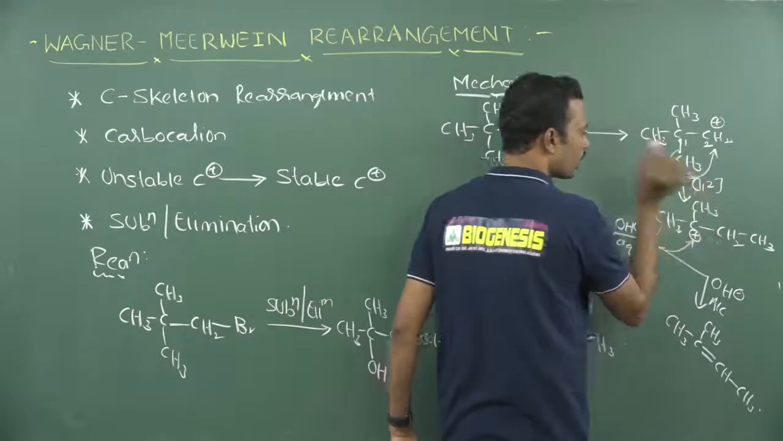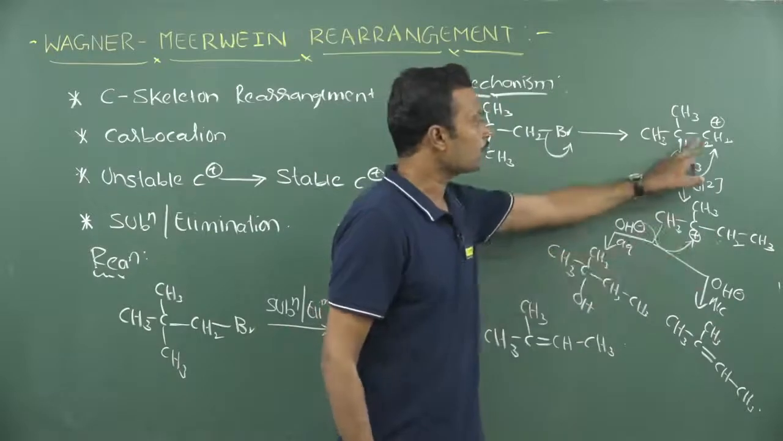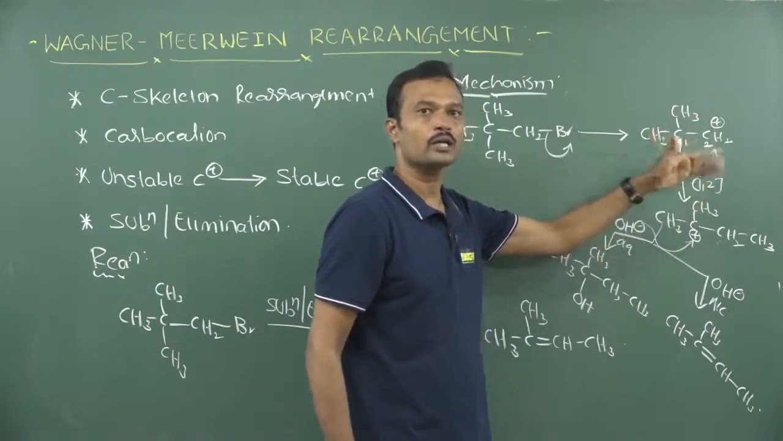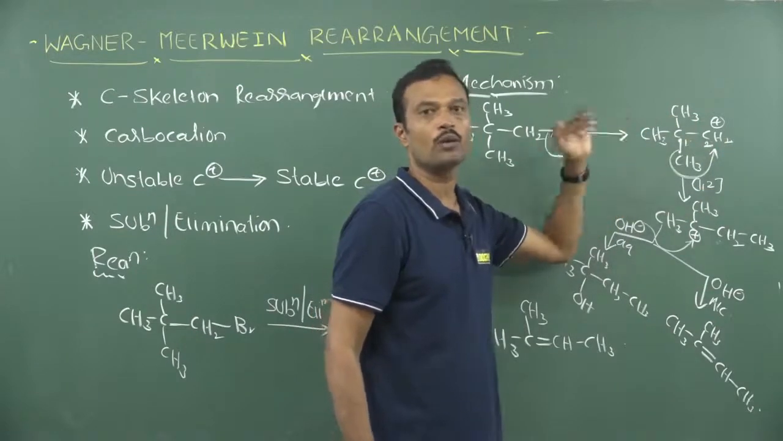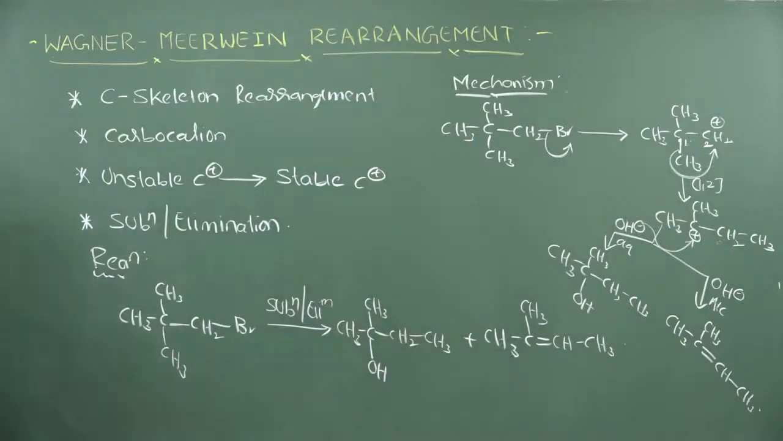From here to here it is called Wagner-Meerwein rearrangement. The total reaction is not Wagner-Meerwein. Carbon skeleton rearrangement taking place through any carbocation to get a stable carbocation, that is called Wagner-Meerwein rearrangement. So that is the reaction and mechanism. Now go through this.